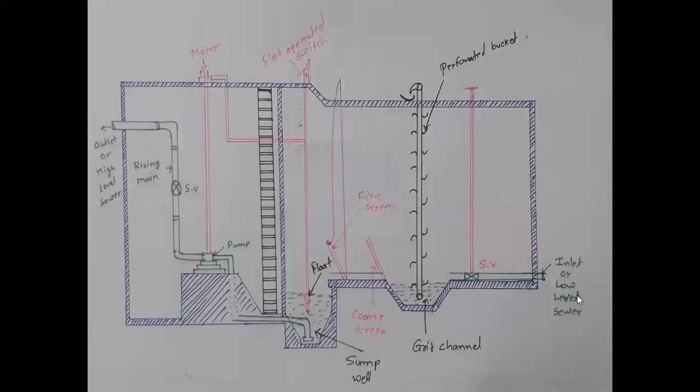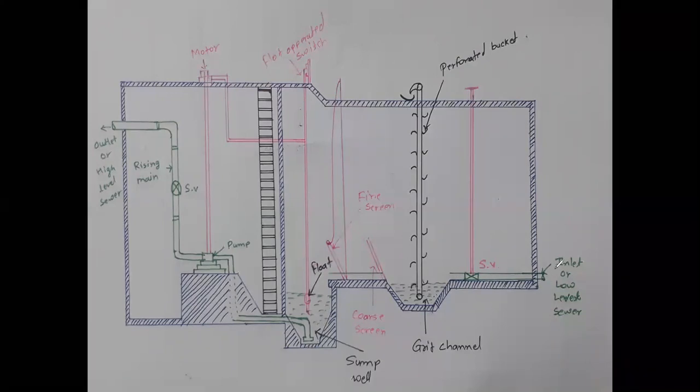This is the inlet or low level sewer. Let me take a note. Annotate. This is the inlet, or low level sewer. So the entire waste from a city has been collected, and this is the main sewer or trunk sewer, and it is allowed to enter into this pumping station.